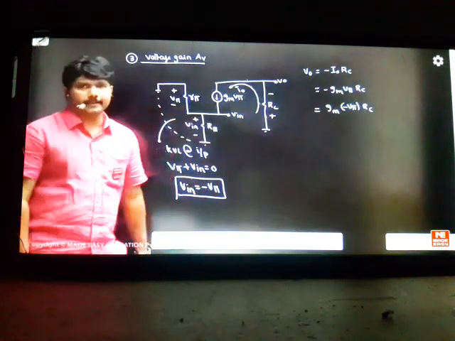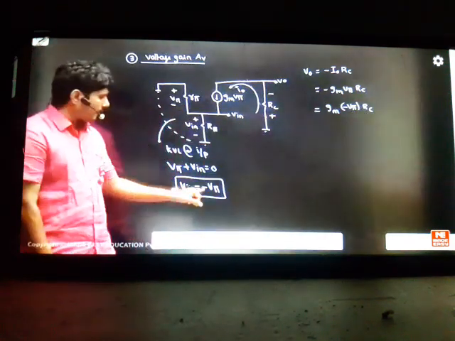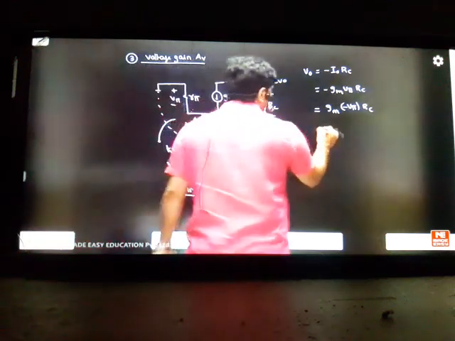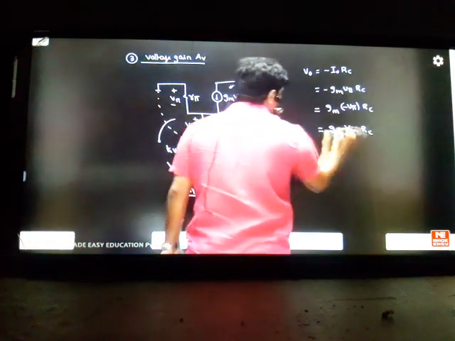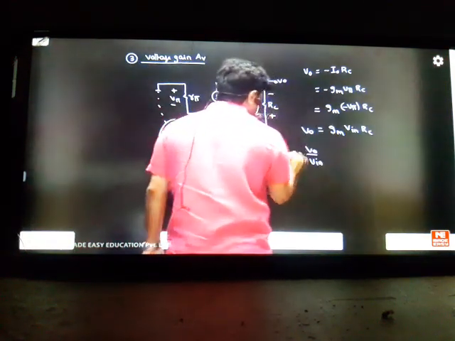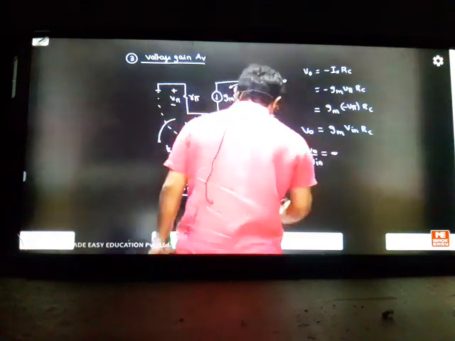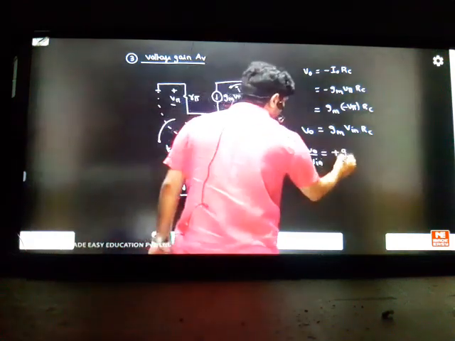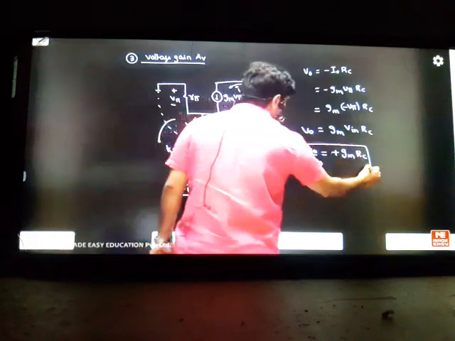The negative sign you bring to the V pi, so it will become minus V pi. But here minus V pi is your input directly. So the answer will be GM into VIN into RC, which becomes the output. So output by input, which is called gain, is simply plus GM into RC. If you see this answer, you must be able to get the subject knowledge like this.